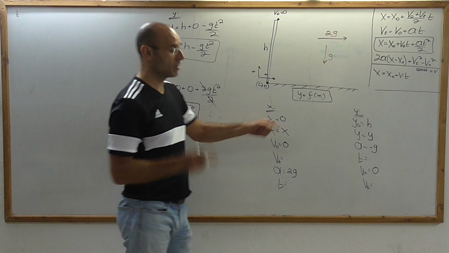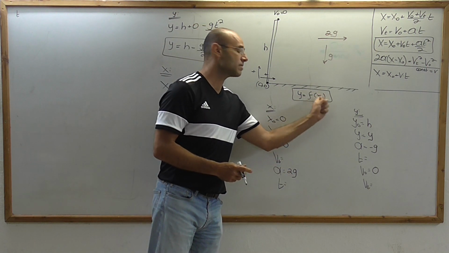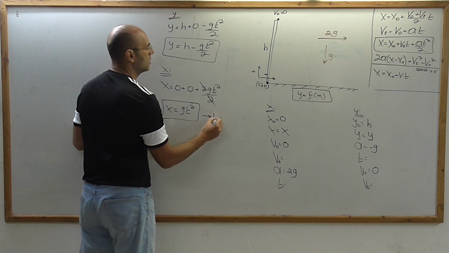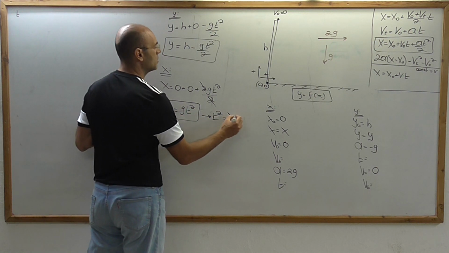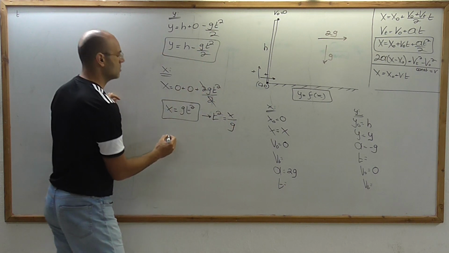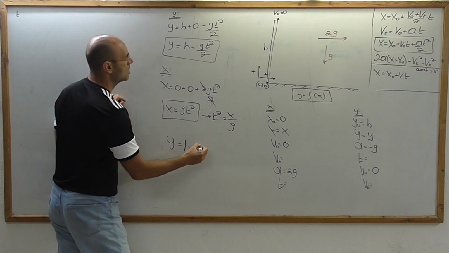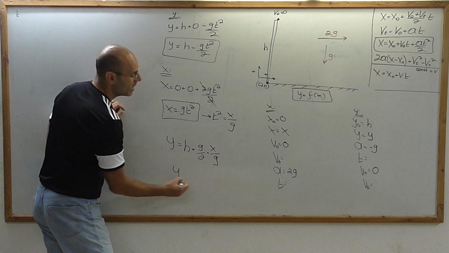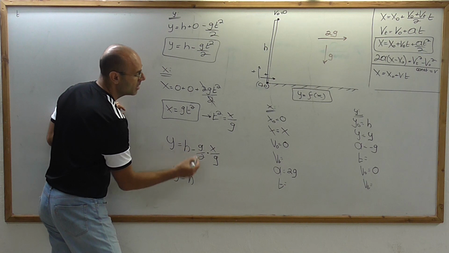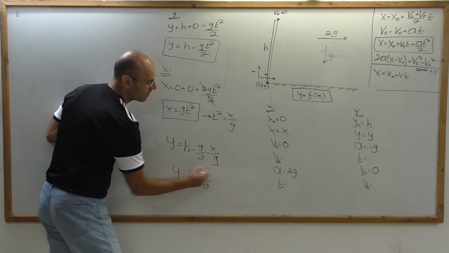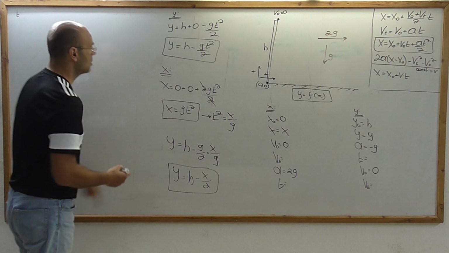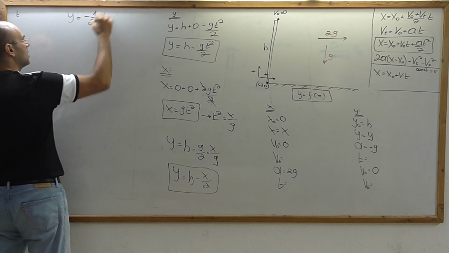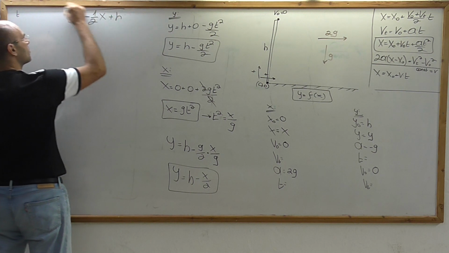Now again, our third time today, we want y as the function of x. So let's isolate the t squared here and place it here. So I'll get y equals h minus g over 2 multiplied by x over g. So y equals h minus that. Very interesting. Look what I got. Y equals, I'll write it like that, minus half x plus h.